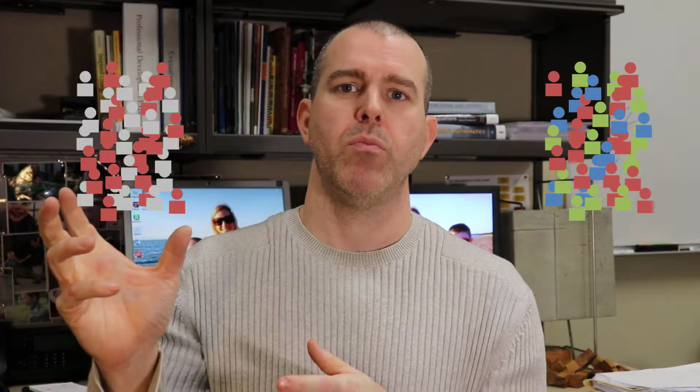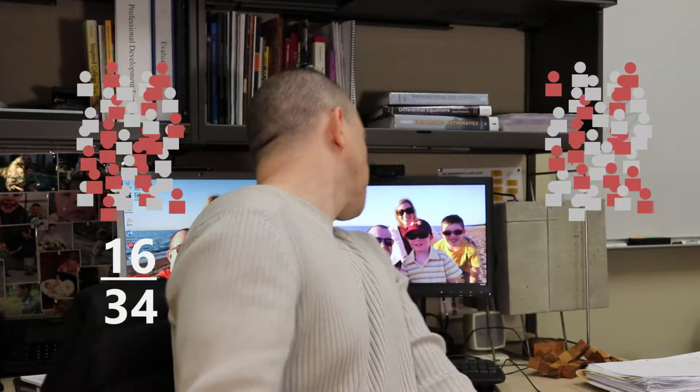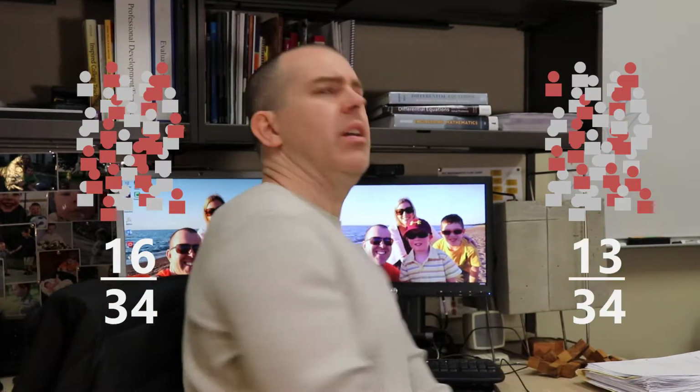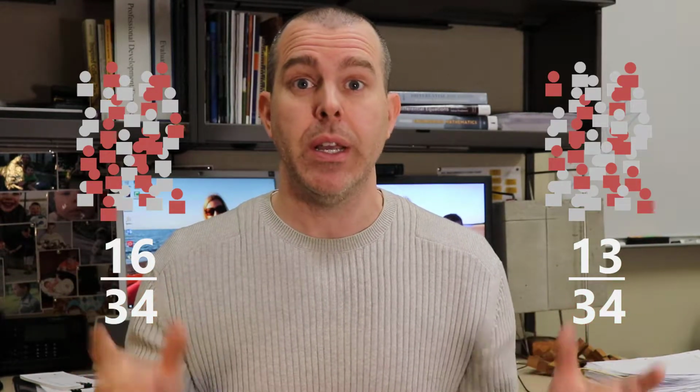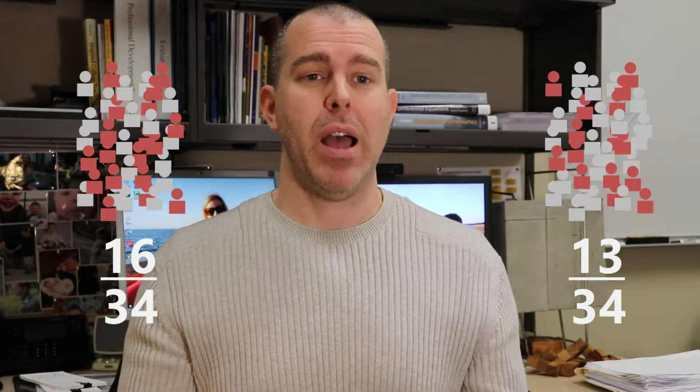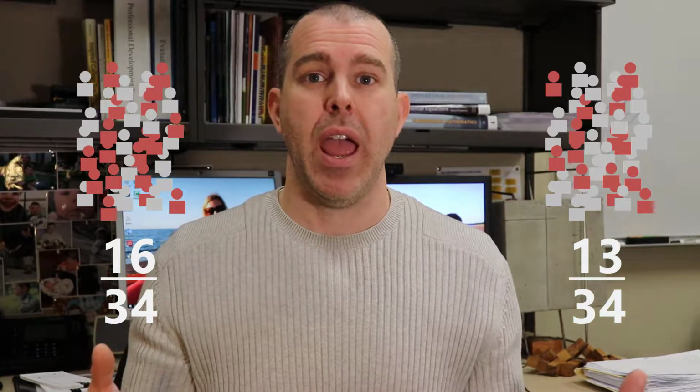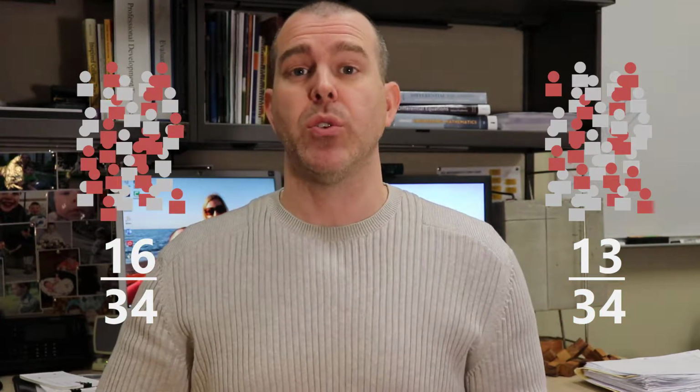So this group, the proportion red is 16 out of 34. This group, the proportion that's red is 13 out of 34. So we have like 47% versus 38%. Clearly those are different. But is it different enough? And the only way to know if it's different enough is to do a hypothesis test.